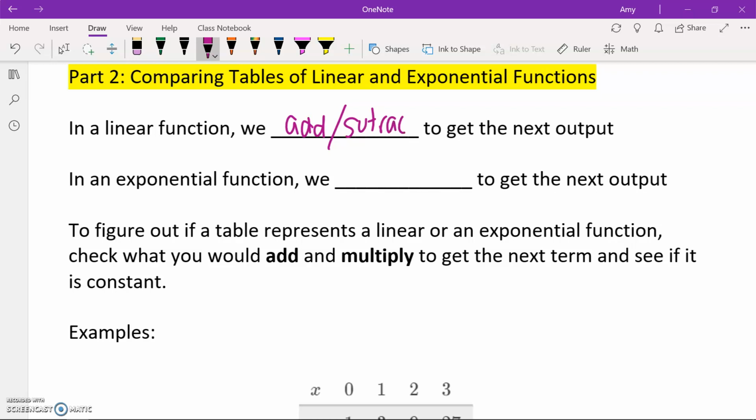So in a linear function, we have to add or subtract to get the next output, right? So as we move through our outputs, we're adding or subtracting. That's what we would look at in our tables. In an exponential function, instead of adding or subtracting, we multiply or divide to get the next output. So that means that as our y's are changing, we're multiplying or dividing.